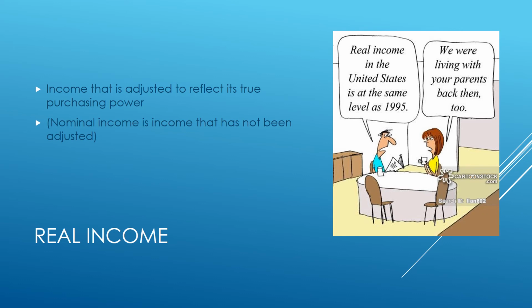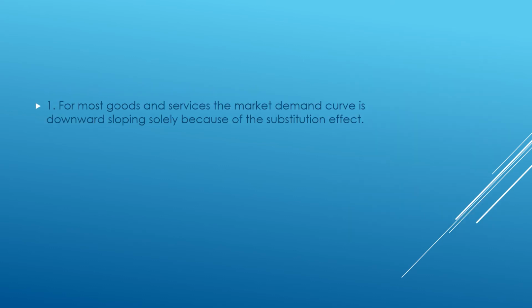So real income is a way of essentially controlling for inflation, where we just compare how much it costs to actually buy things. So we're looking at purchasing power. Like I said, though, that's going to be a lot more important in macroeconomics. All right, so I already said this.